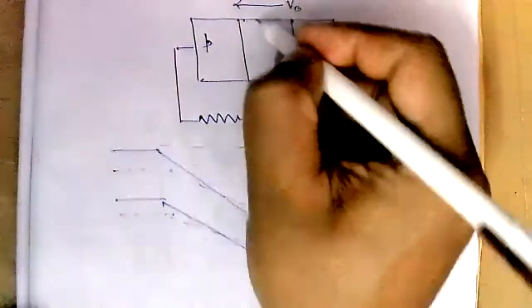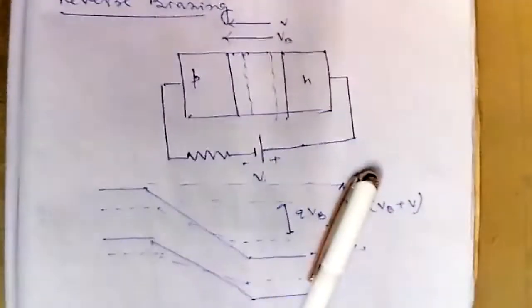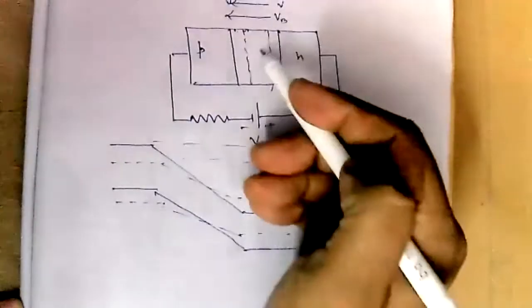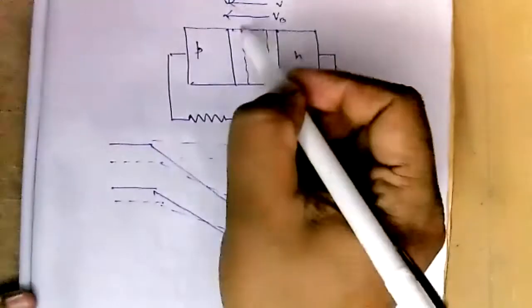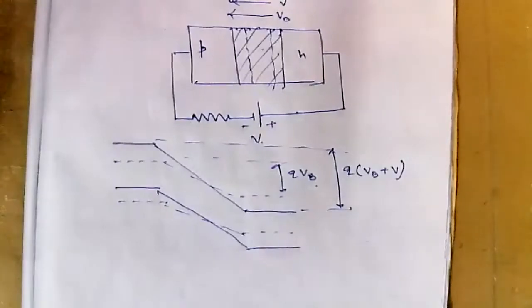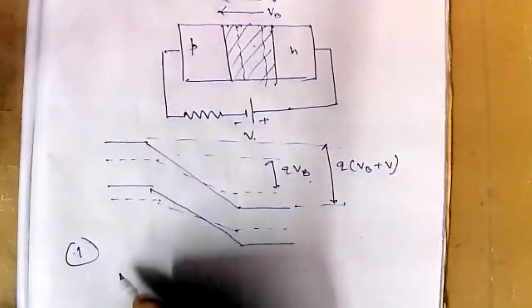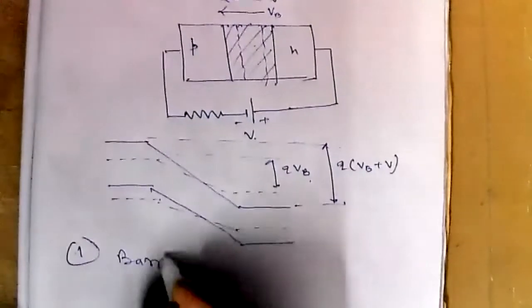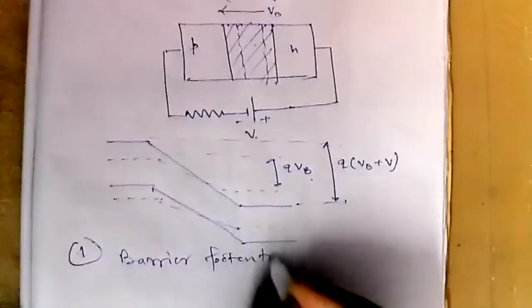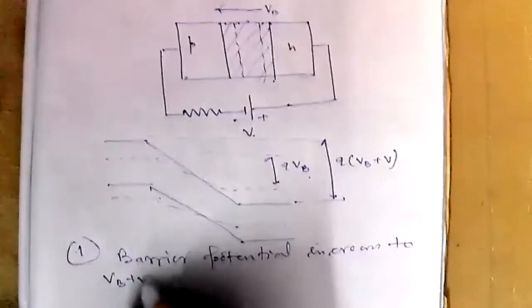Okay. So initially the width was something like this. Now finally it has increased to this. So this is the final width. The dotted line shows the initial width of the barrier potential. So what will happen? Barrier potential increases to VB plus V.